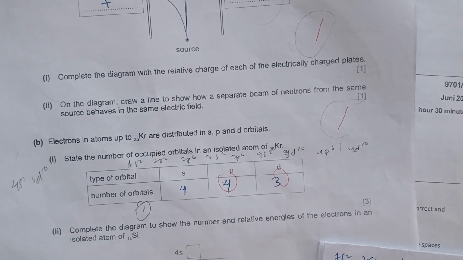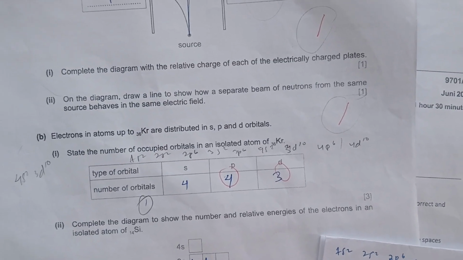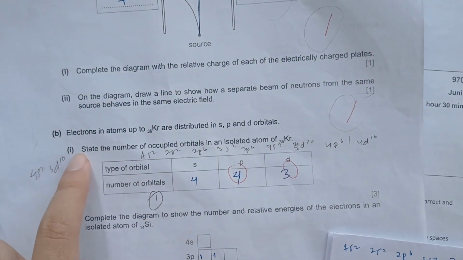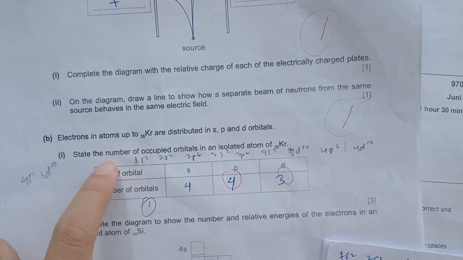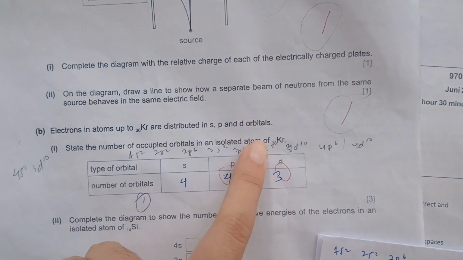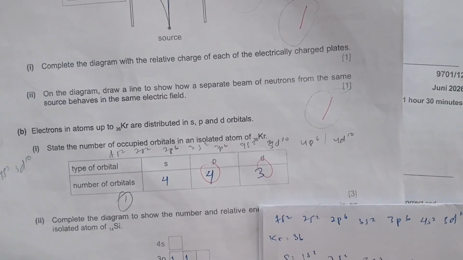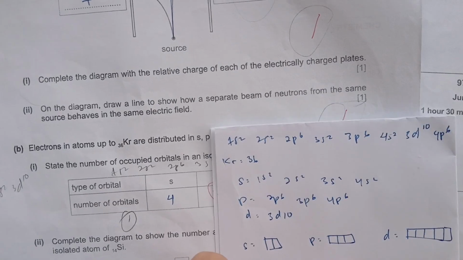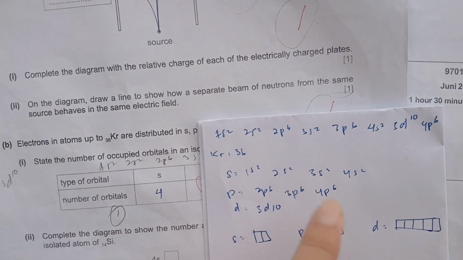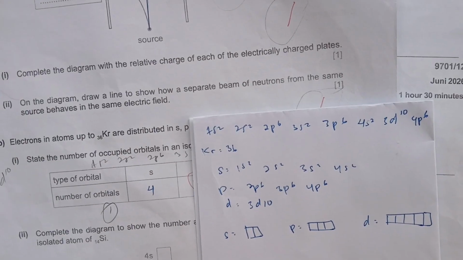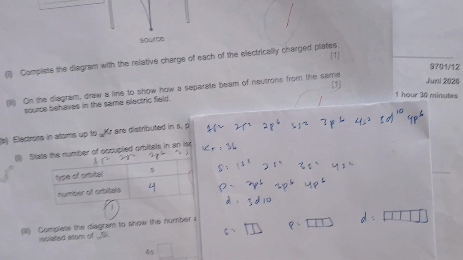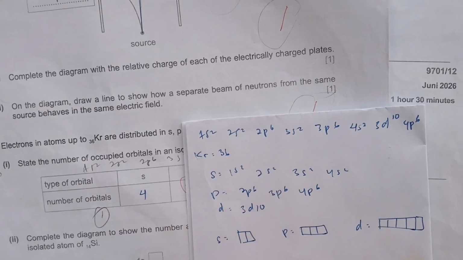So moving on from paper 1, we go straight to paper 2. In paper 2, there's a question that tells us to state the number of occupied orbitals in an isolated atom of krypton, atomic number 36. All you have to do is write the electron configuration: 1s2, 2s2, 2p6, 3s2, 3p6, 4s2, 3d10, and 4p6. Because krypton is 36, right?